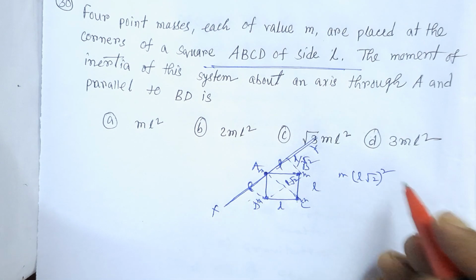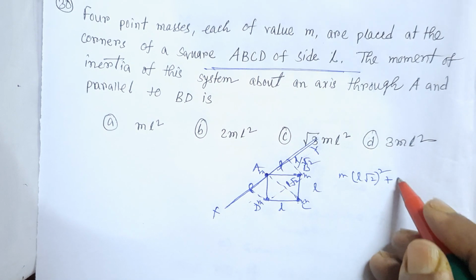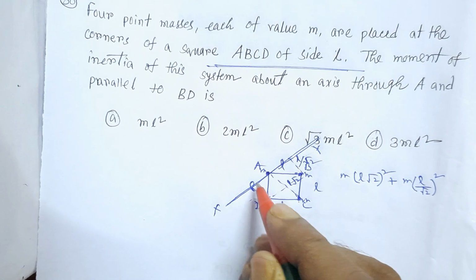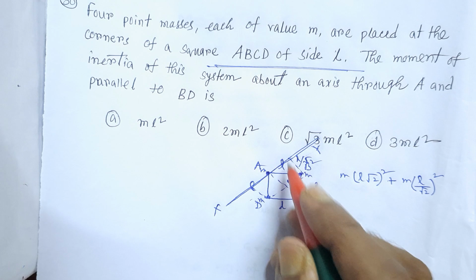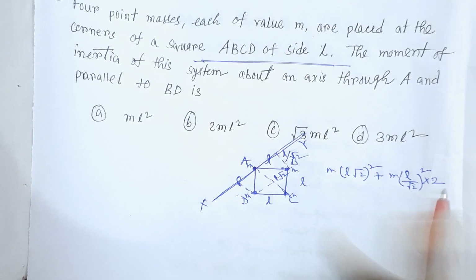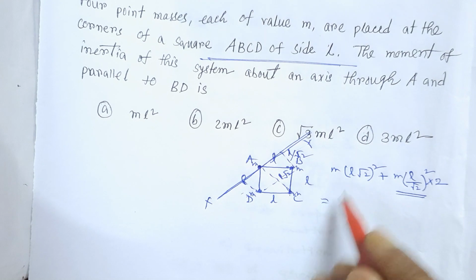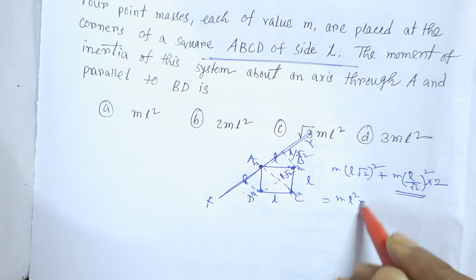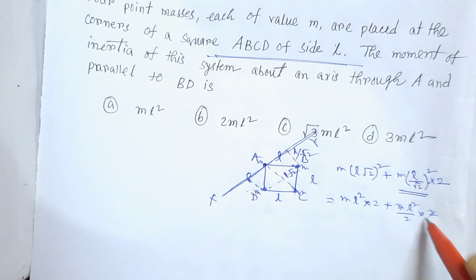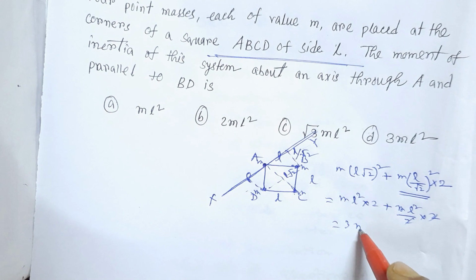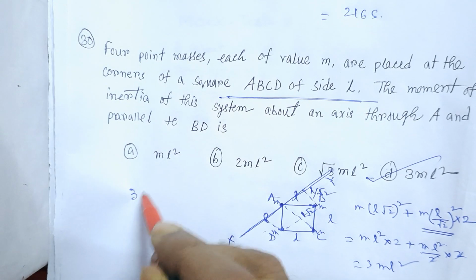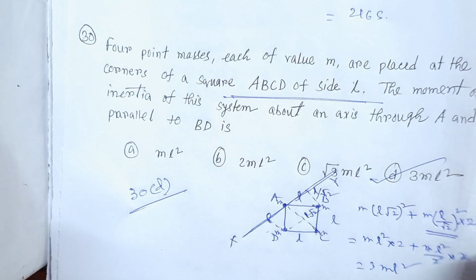So for mass B and D, the moment of inertia is m into L by root 2 whole square. And for the two cases, B and D, the total moment of inertia is twice this value. That is 2 ml square plus ml square by 2 into 2 being cancelled out, we get 3 ml square. So our correct answer is 3 ml square. D is the correct option. So the correct choice of question number 30 is D.